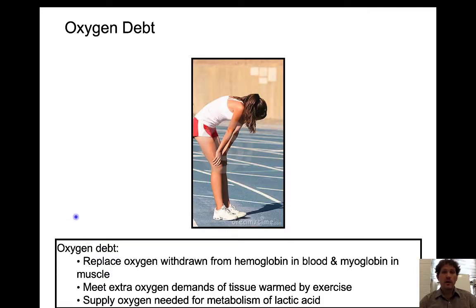Now, after really long-term exercise, even after some short-term sprinting, we can go into what's called oxygen debt, where we need to replace that oxygen from hemoglobin or myoglobin. You can see this person bent over, hunched over, trying to respire and get more oxygen in to replace what was used up because of that aerobic pathway. And so we need to meet the oxygen demands of our tissue, but also to help metabolize lactic acid.